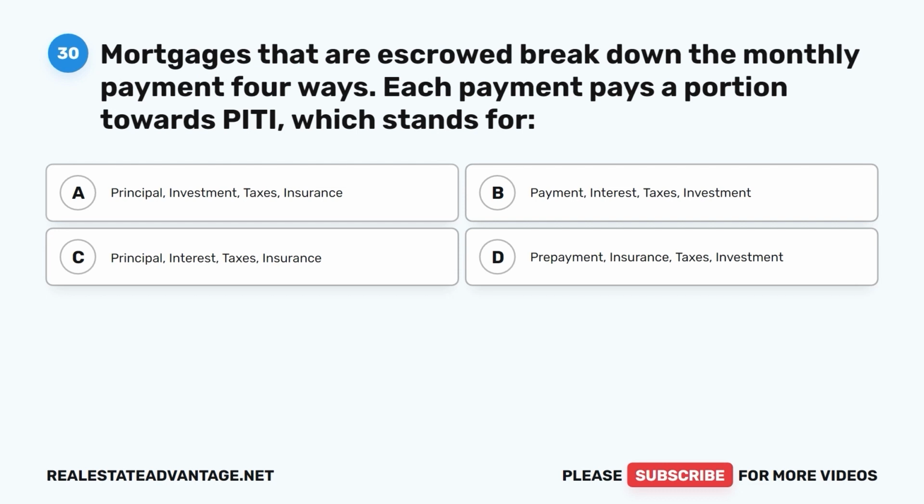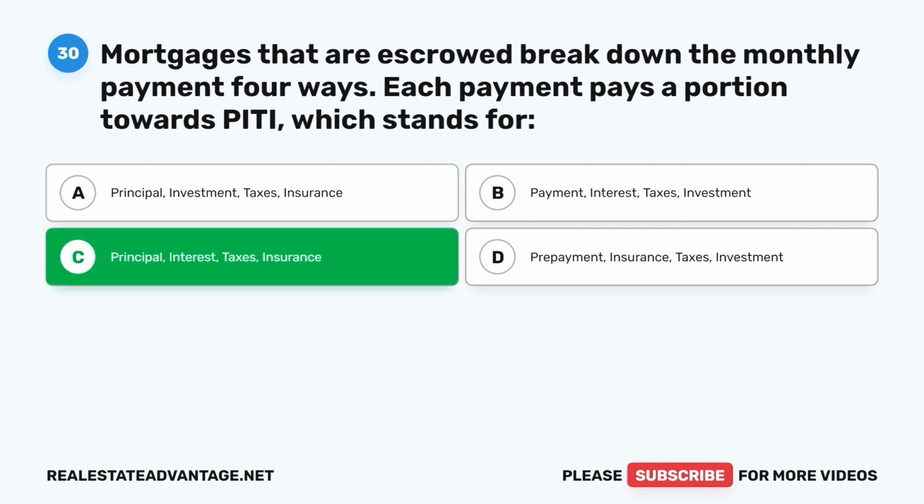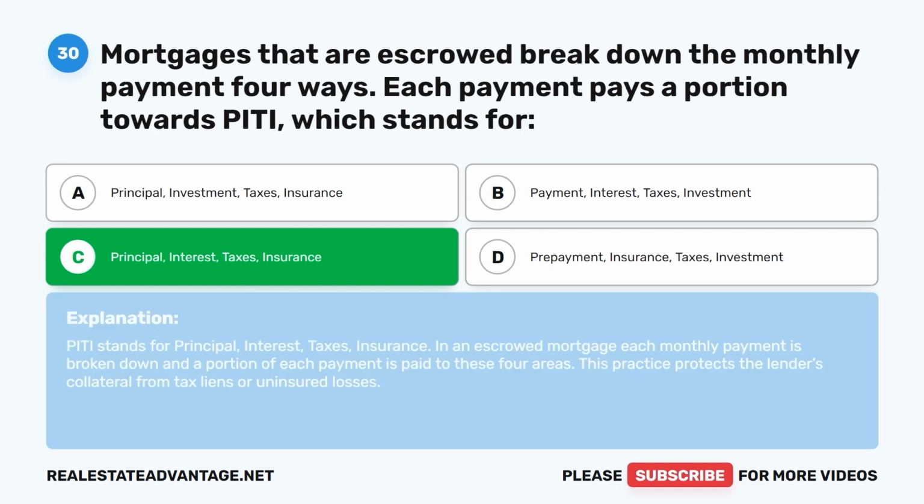Mortgages that are escrowed break down the monthly payment 4 ways. Each payment pays a portion towards PITI, which stands for A. Principal, investment, taxes, insurance. B. Payment, interest, taxes, investment. C. Principal, interest, taxes, insurance. D. Prepayment, insurance, taxes, investment. The correct answer is C. Principal, interest, taxes, insurance.